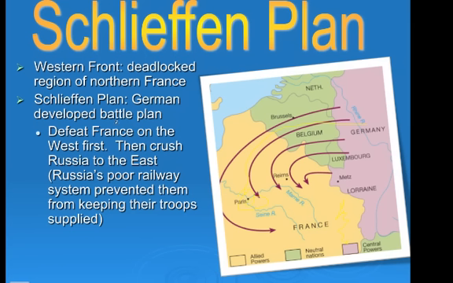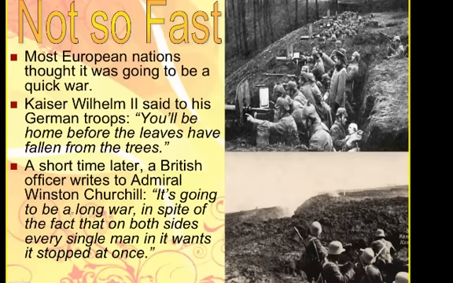very quickly. Germany developed this battle plan: defeat France on the west first, then crush Russia to the east. They felt like Russia's poor railway system would make it easy to beat the Russians because they'd have a hard time getting supplies, and the army that eats the least loses the fastest.